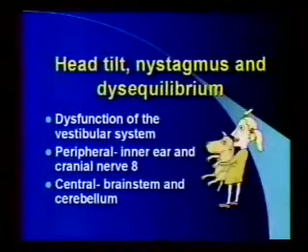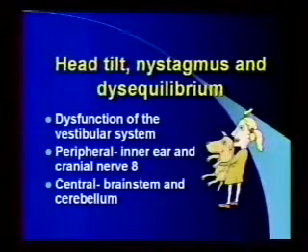Our last problem that we're going to review is head tilt, nystagmus, and disequilibrium. And this, of course, is dysfunction of the vestibular system. Disequilibrium meaning a balance problem. I know you've all seen, those of you in small animal practice, cats and dogs that have come in with their head cocked to one side, the head tilt, and circling and falling and rolling to one side, and the eyes jerking with a nystagmus.